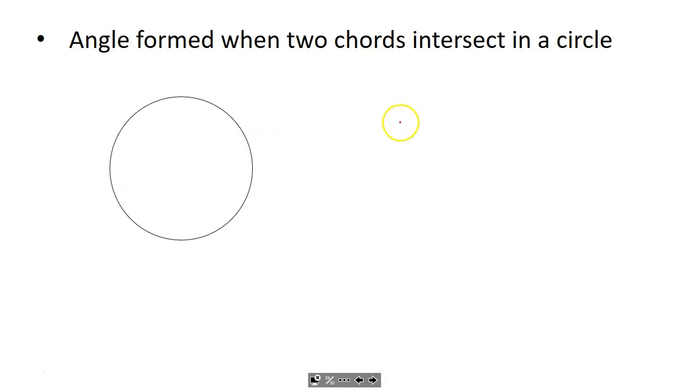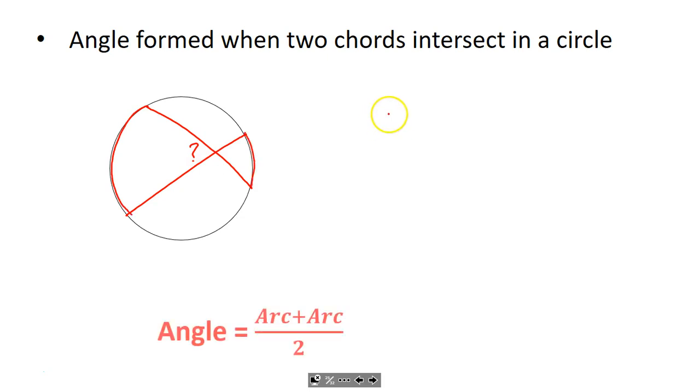Then we're talking about an angle that's formed by 2 chords that intersect inside a circle. So here we have 2 chords that are intersecting, right? We're talking about this angle right here. So to get this one, we're going to add the arc plus the arc and divide it by 2. That's how we're going to get our angle.